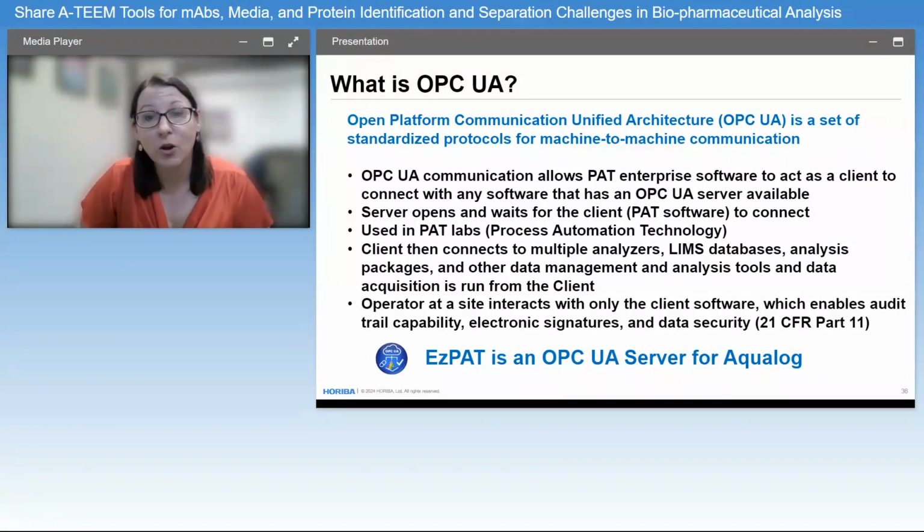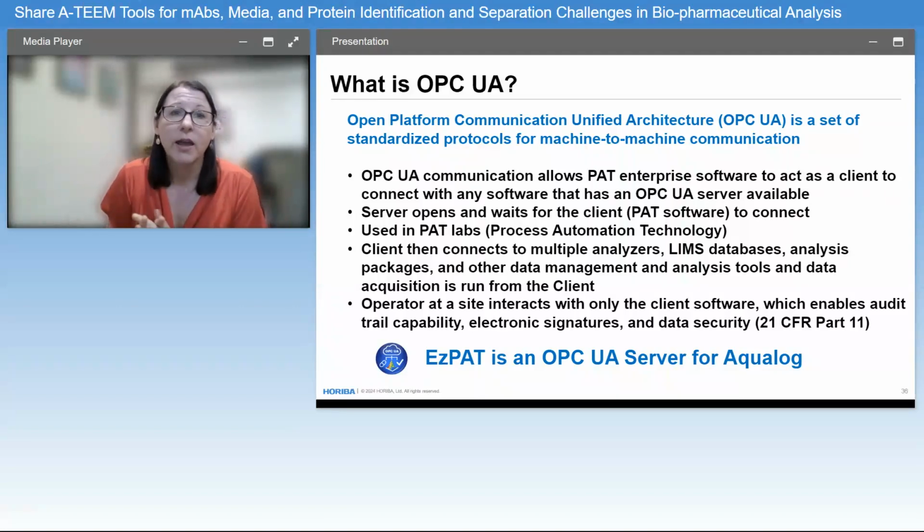EasyPat is the OPC-UA server for the Aqualog, and it's been developed for the Aqualog using the software architecture that was first developed for the software called EasySpec, and this is the software that we use to control the Duetta spectrophotometer fluorimeter from HORIBA. And EasyPat is a little bit different than our normal software products. It's really just a server, and it's based on OPC-UA communication protocols.